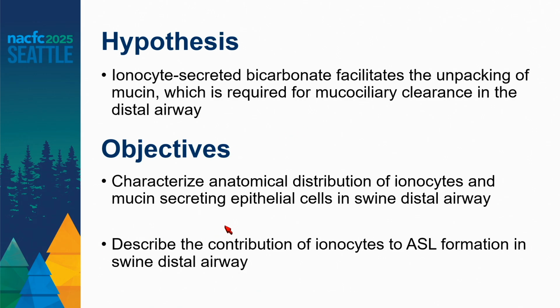In my project, I have two goals. One is to figure out the location of ionocytes and mucin-secreting cells in the swine distal airway. Then we want to describe the function of ionocytes in ASL formation in the distal airway. So first, we want to see where the ionocytes are located, and also where those mucin-secreting epithelial cells are located in the distal airway of swine.